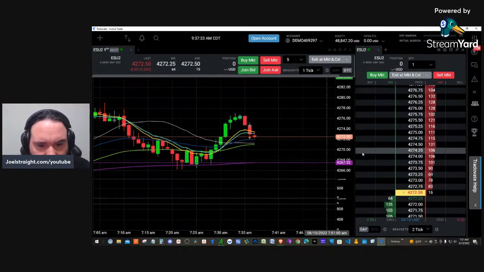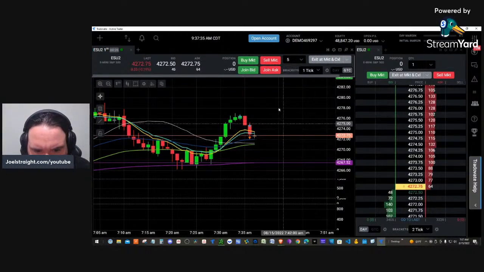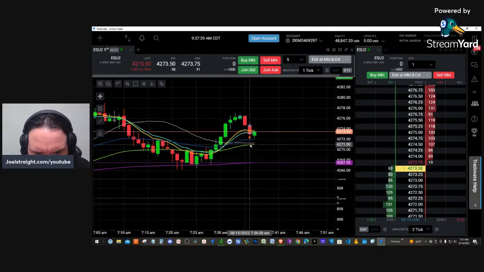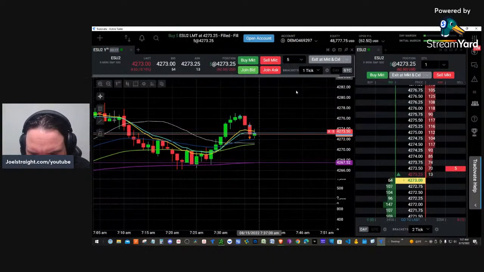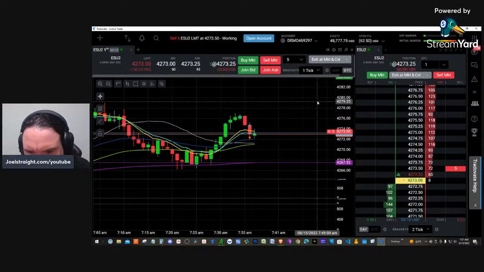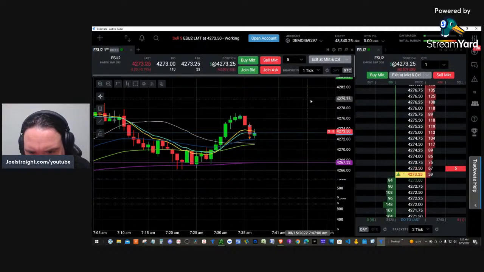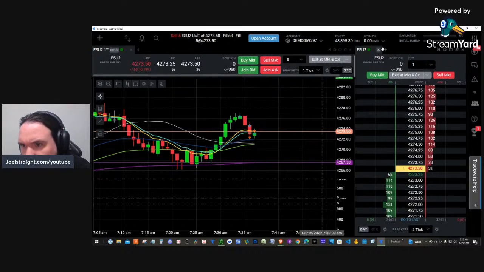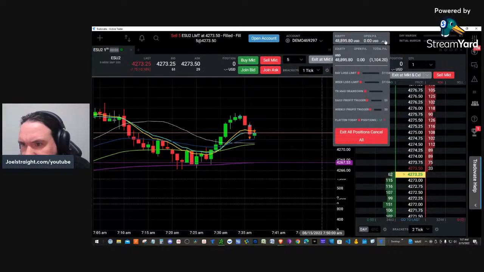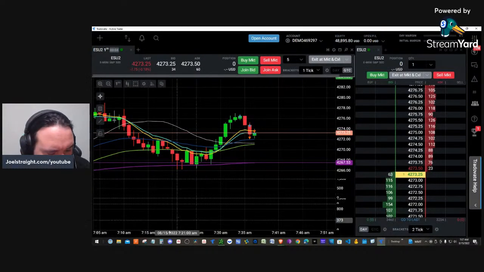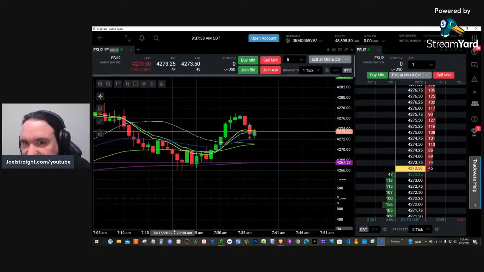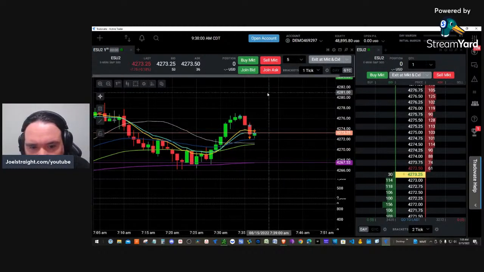This doji at the bottom of this pullback here. You can see we essentially went long here. Order filled. All right, just looking for one tick up. Order filled. Okay, we got quite a hole to work our way out of. So this may take a little bit.